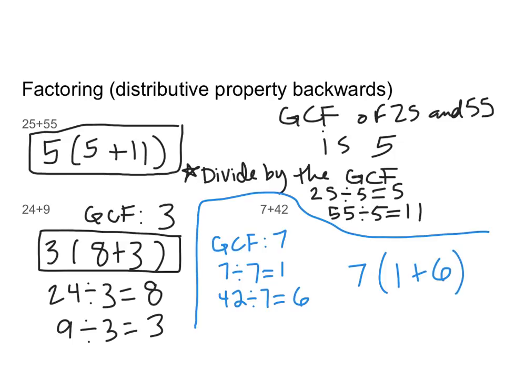I can always check my work by doing what we did on the first slide, doing 7 groups of 1 plus 6 and seeing if that comes out equal to 7 plus 42. So in this case, 7 times 7 is 49, and 7 plus 42 is also 49. So I know that it worked.